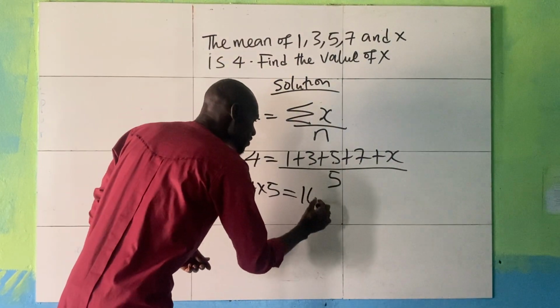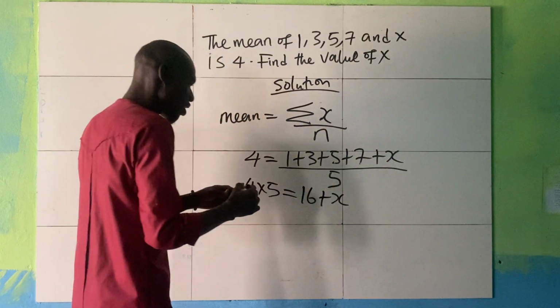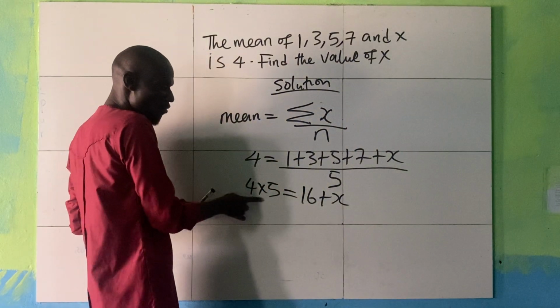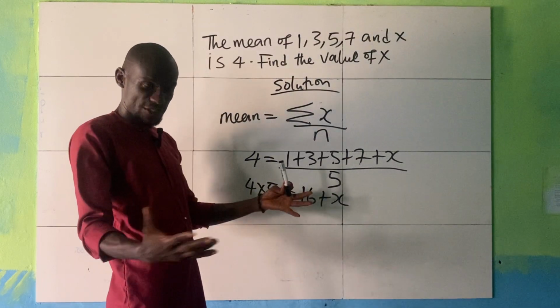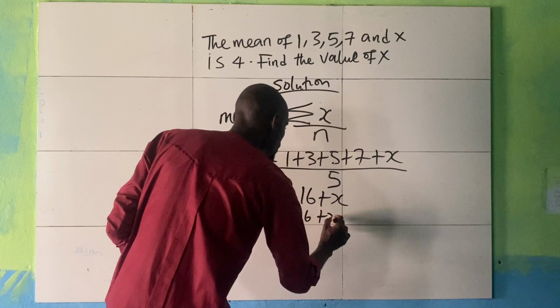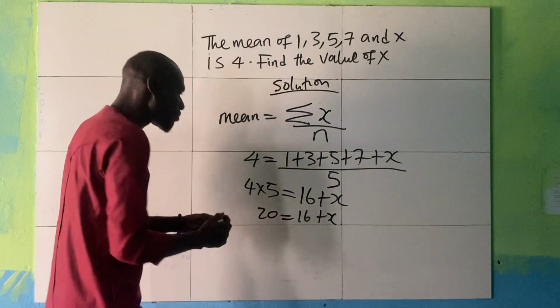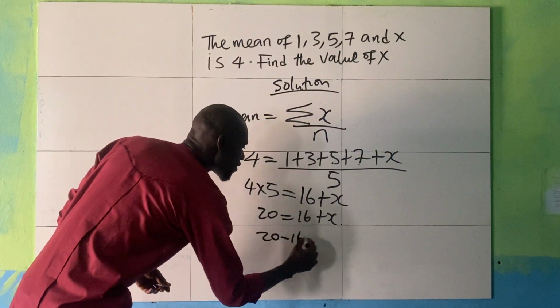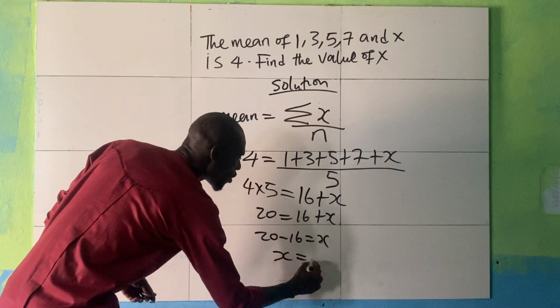So we have it as 16 plus x. At this point, remember, 5 times 4 is 20. So we have 20 equal to 16 plus x. Now if we collect like terms, it simply means that 20 minus 16 is equal to x. Therefore, x is equal to 4.